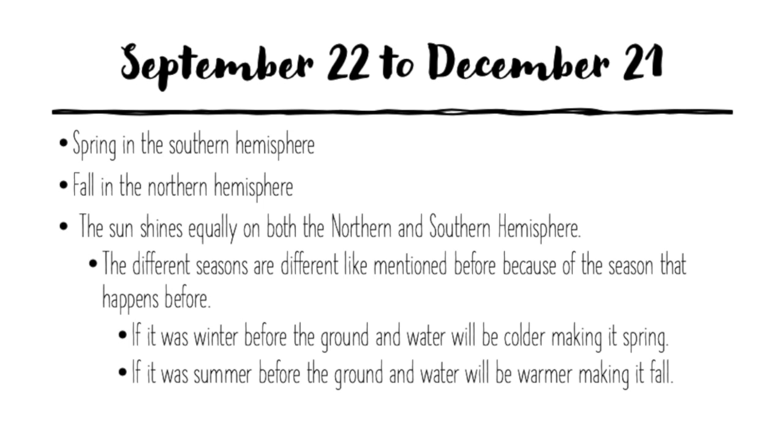Our third season happens September 22nd to December 21st. This is spring in the southern hemisphere and fall in the northern hemisphere. The sun shines equally on both the northern and southern hemispheres. The seasons are different, like I mentioned before, because of the season that happens before it. If it was winter before, the ground and water will be cold, making it spring. If it was summer before, the ground and water will be warm, making it fall.